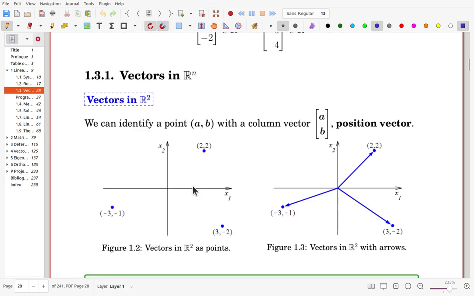We can identify a point (a, b) with a column vector. In this case, we call it a position vector. In the left figure, we have 3 points. We may consider a vector starting from the origin to the point, as in the right figure. Then, for example, this vector is the position vector for this point. And for the other points, you can define the corresponding position vector.